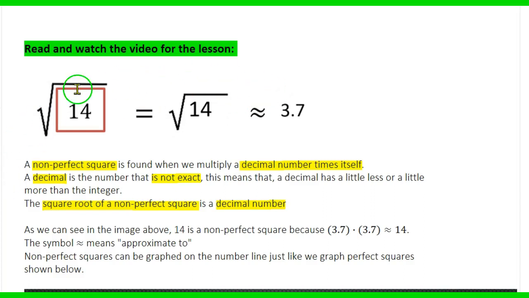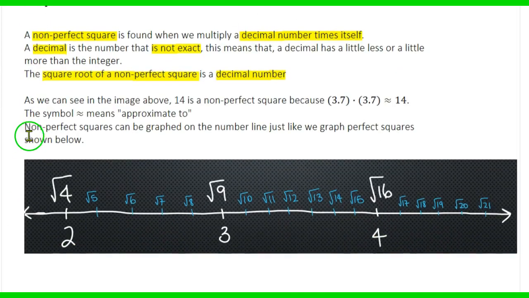As we can see in this image, 14 is not a perfect square because the square root of 14 is approximately 3.7, which means that 3.7 times 3.7 is approximately 14. The symbol that looks like two worms means approximate to. Non-perfect squares can be graphed on the number line just about the same way we graph the perfect squares.